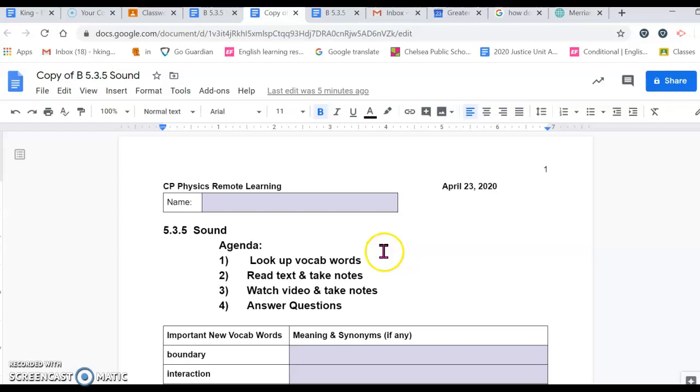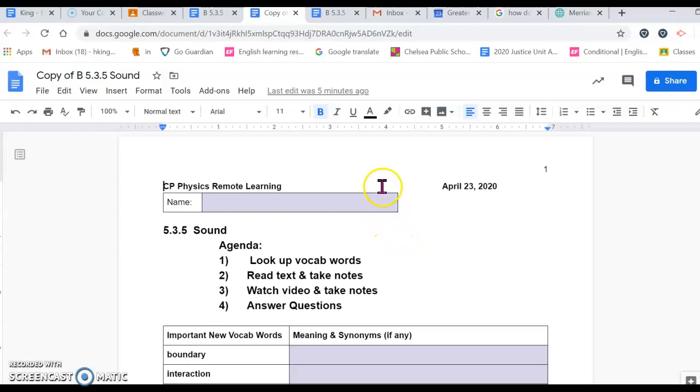So again, our agenda today is look up the vocab words, read the text and take notes, watch the video and take notes, and answer the questions. And I have to say, I really enjoyed this reading. It is kind of long, but a lot of real world information here, so I enjoyed it very much.